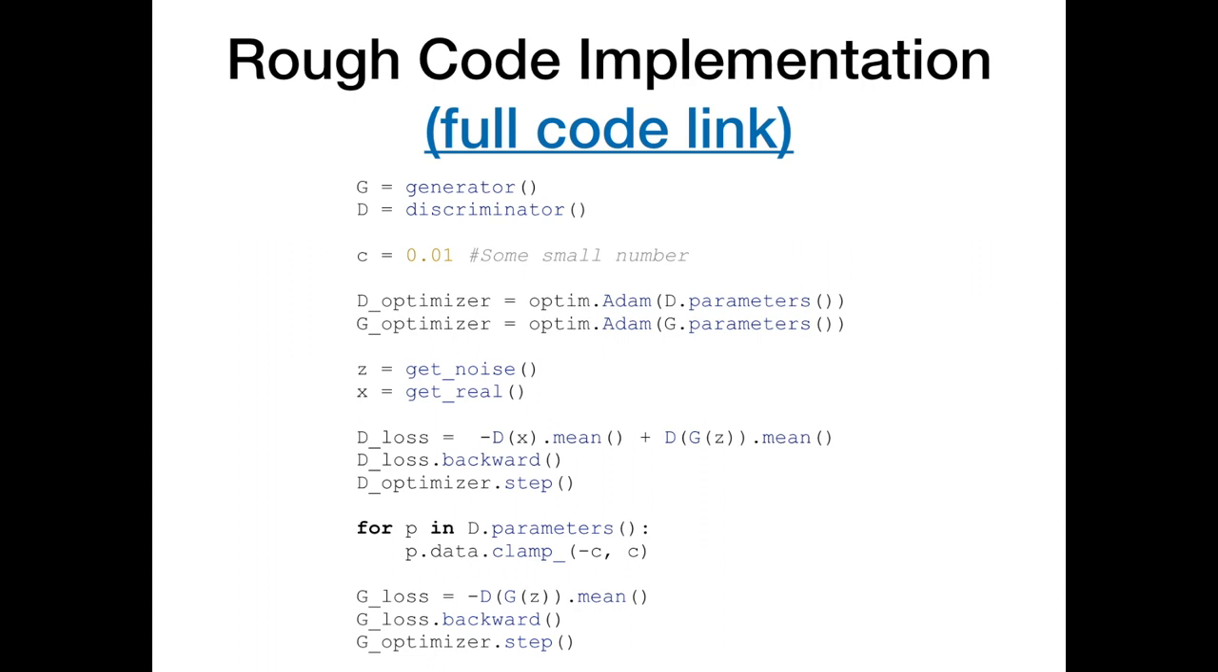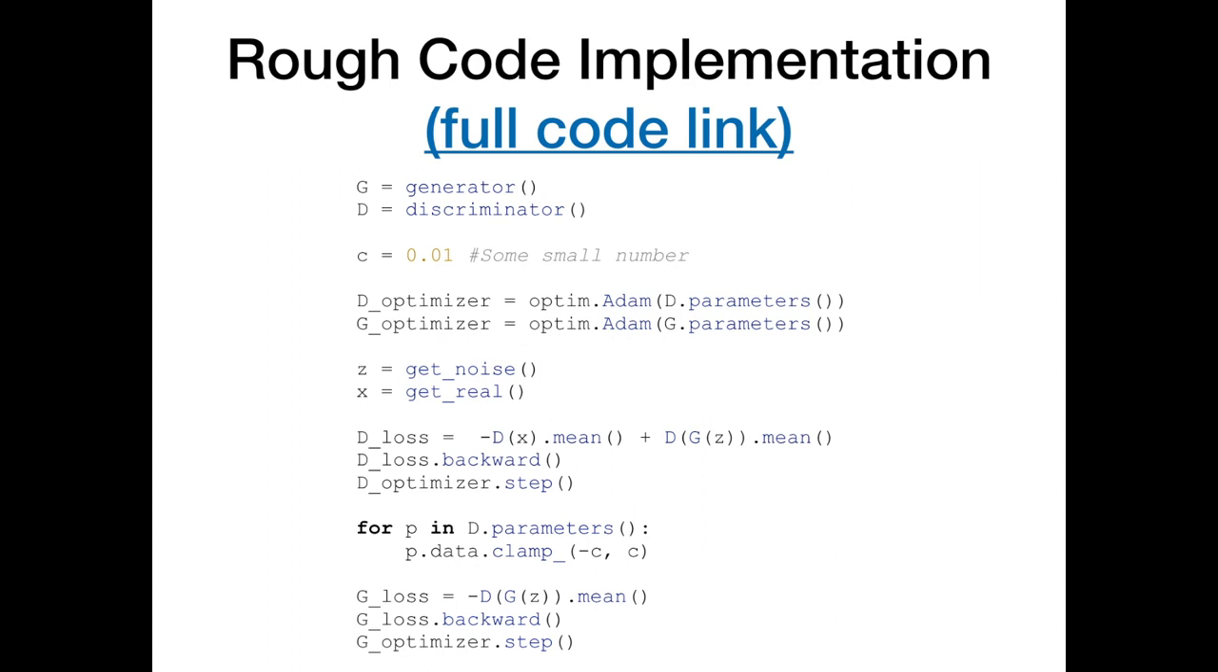Now, to compute the discriminator loss, we essentially just compute the negative of the mean over the scores assigned for the real images and the mean over the scores assigned for the fake images. We then optimize the discriminator. As soon as we've optimized our discriminator, we want to ensure that it is still Lipschitz continuous. And we do this by essentially just clamping the weights between negative C and C. Now, to update the generator, we just compute the negative of the mean over the scores assigned for the fake images and we optimize over it.